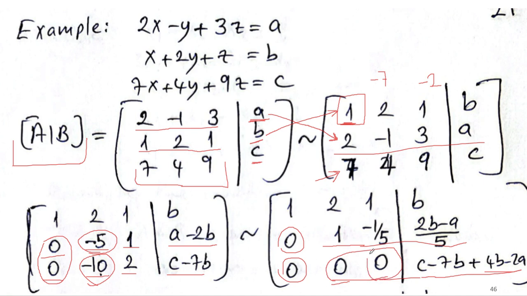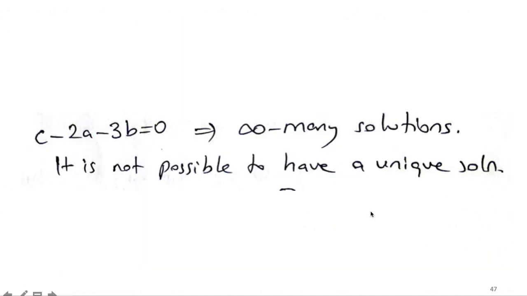If this term is equal to 0, and we get a 0 equals 0 situation, then we will say we have infinitely many solutions. But the 0 equals 0 situation is possible only if this right hand side equals 0 as well. If this is equal to 0, then we can easily say we effectively have fewer equations than the number of unknowns. That implies we have infinitely many solutions. So it's not possible to have a unique solution in this case.